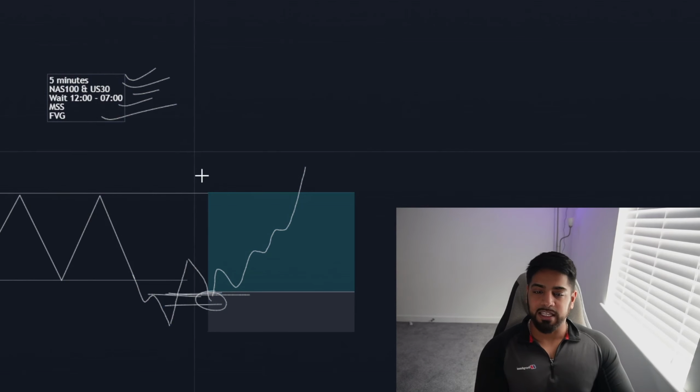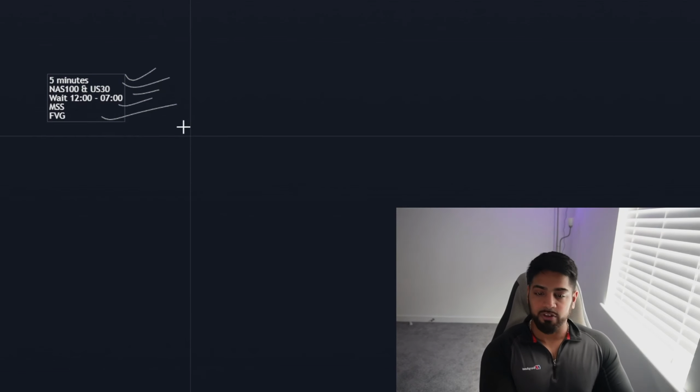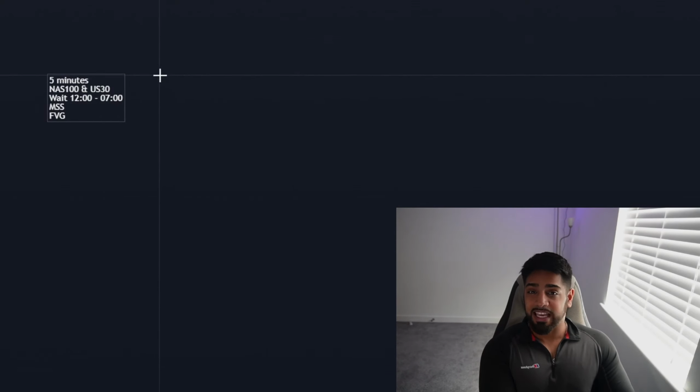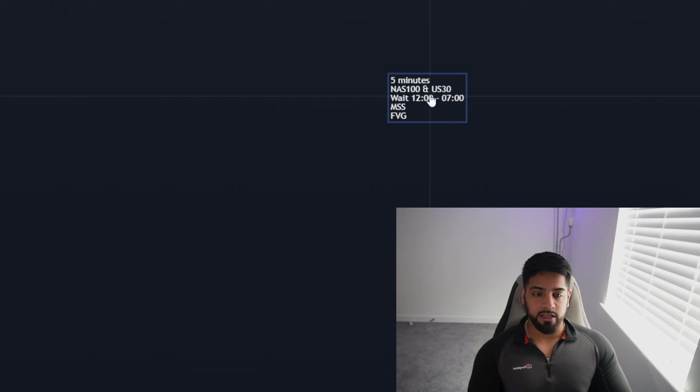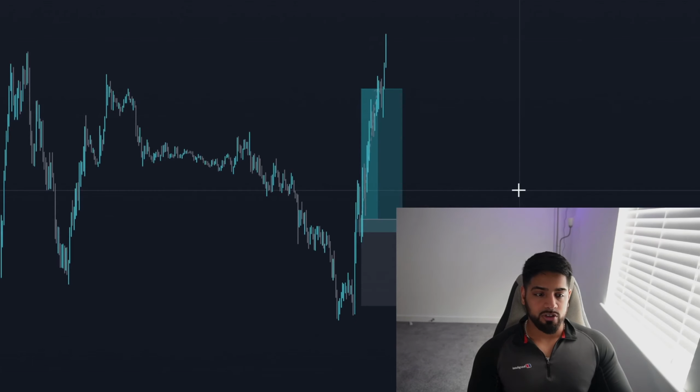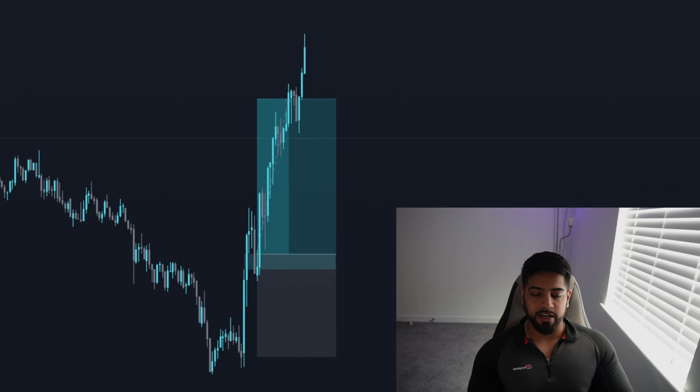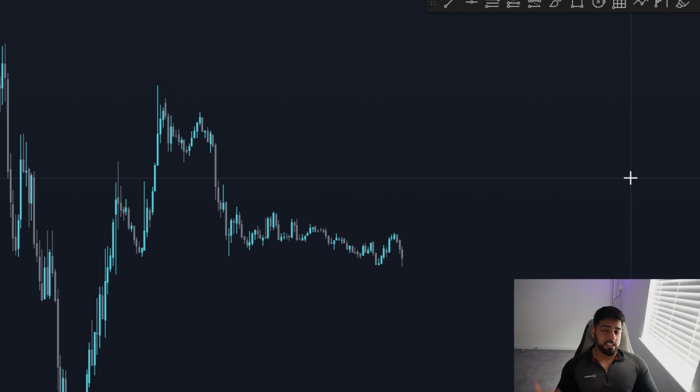But now let me actually give you a real life example of a trade that we actually took inside of the VIP group. Not only that, but the account management team also took this trade as well. So let's jump onto the charts. And as we can see, this is the trade right here in question. Let's replay the chart so you guys can understand exactly what it is that I'm looking for when trading this strategy.